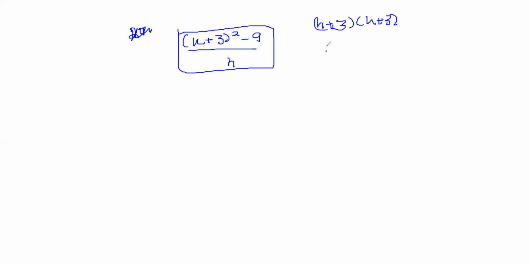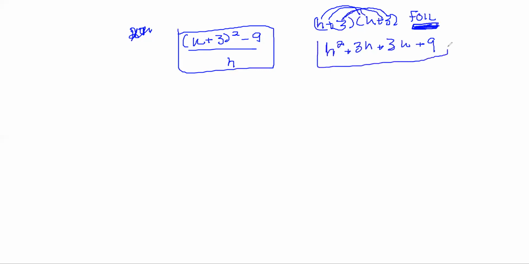So FOIL: you do the first, h squared, inner plus 3h, outer plus 3h, and then last plus 9. Did you guys do the FOIL method recently in order to solve? And so basically this whole chunk is equal to h plus 3 squared.